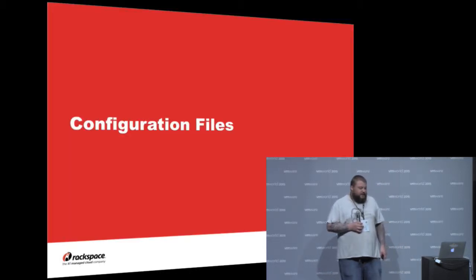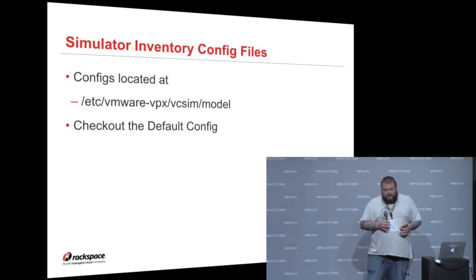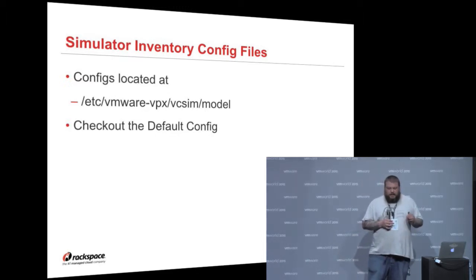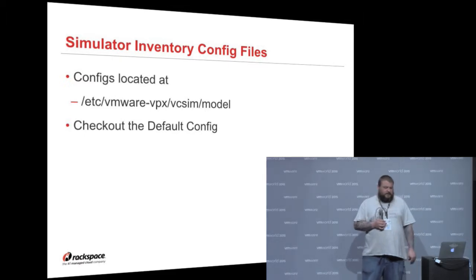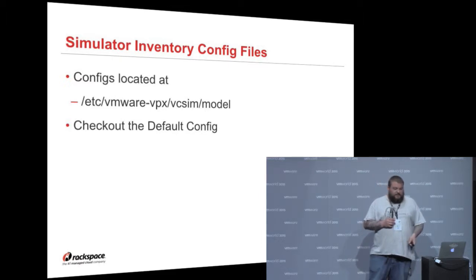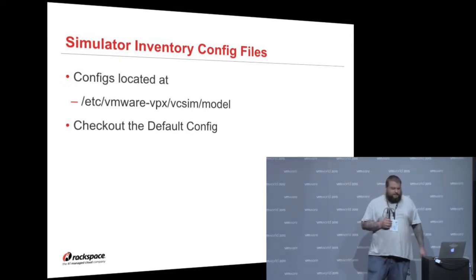So let's start with the config files. In order to use the simulator, you need to make sure you're using the vCenter server appliance. To get to the config files, you log on to the server appliance, head to /etc/VMware-VPX/vsim, and in the model directory, if you do an ls, you're going to find a whole bunch of different .xml and .cfg files. All these files can be edited to customize the inventory to meet your needs.